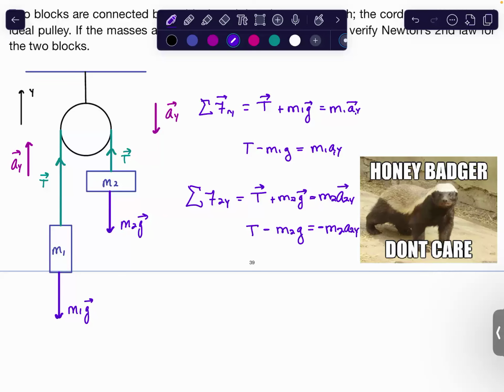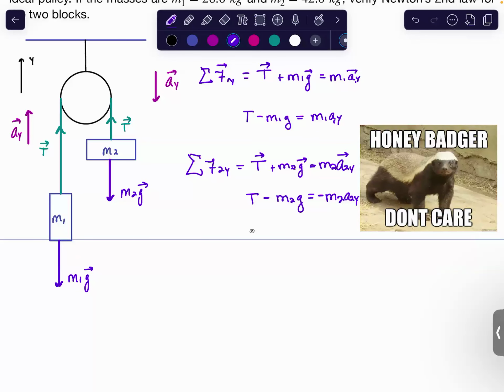Okay, so we have these two masses that are moving. We have the basic sum of forces in the Y direction for each one of them. We're keeping track of our positive and negative directions. So for mass 2, acceleration is negative, whereas for mass 1, it's positive.